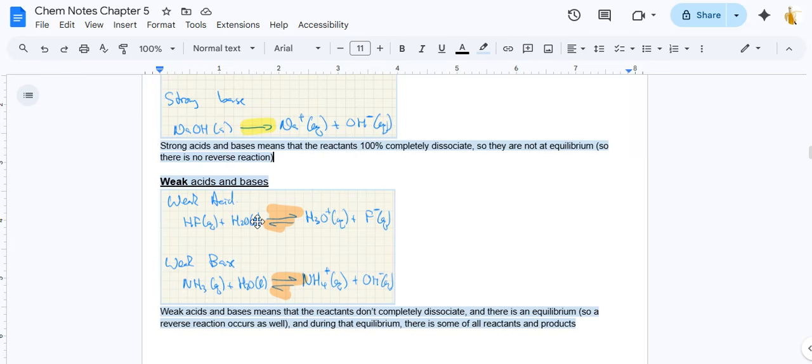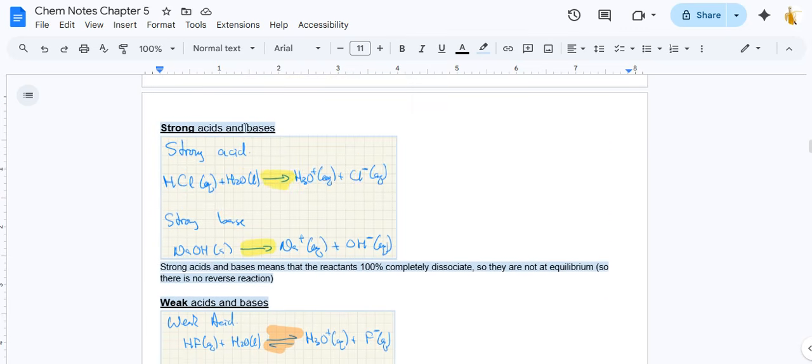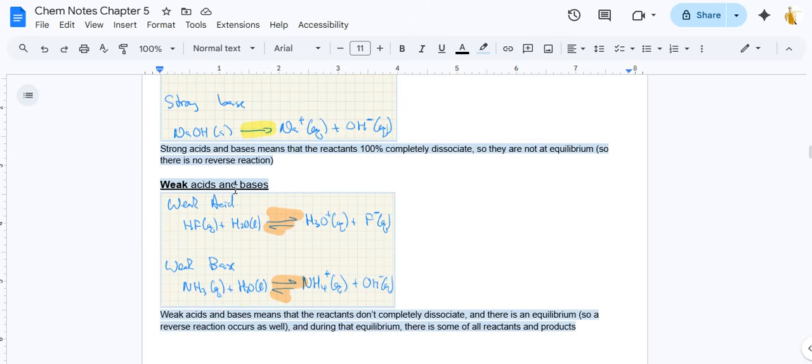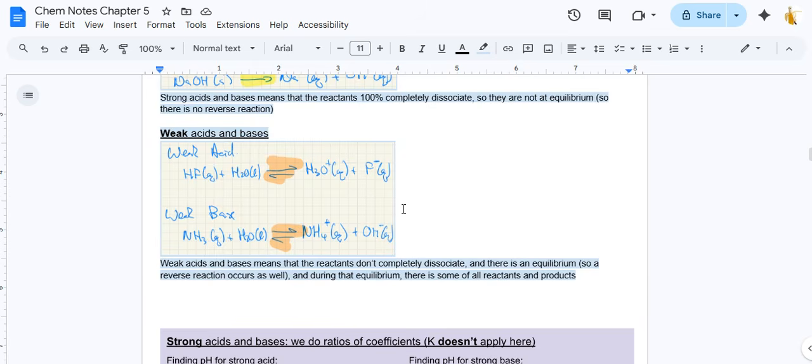So some of these will produce these basically. Since there's a reverse reaction in weak acids and bases, there will always be some reactants and there will also be some products. So basically what I just said is strong acids are a one-way reaction, weak acids are an equilibrium reaction.